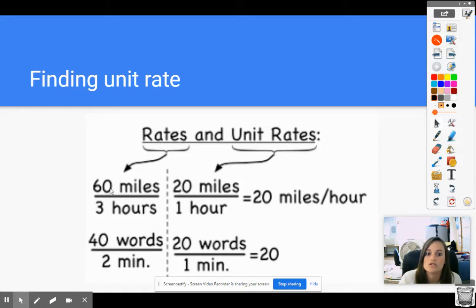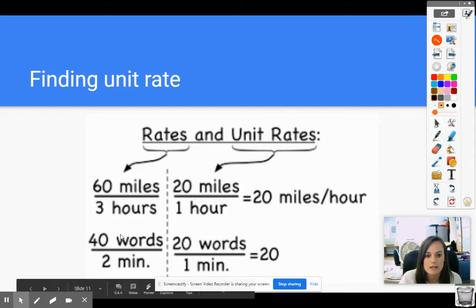So if I know I can drive 60 miles in 3 hours, that's not a unit rate. But if I divide it, I realize that means 20 miles every 1 hour. And because I've got that 1 in the denominator, it's a unit rate. If I know I can do 40 words in 2 minutes, I divide. That means 20 words per 1 minute. So my unit rate is 20 to 1.